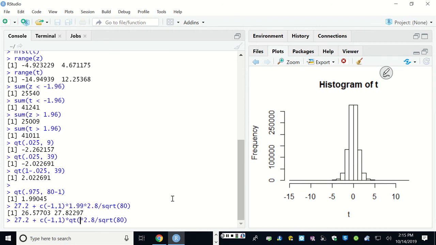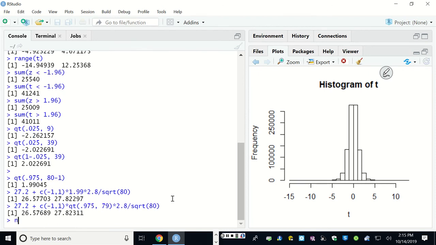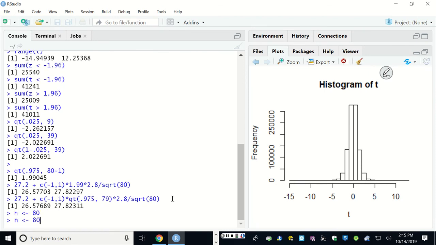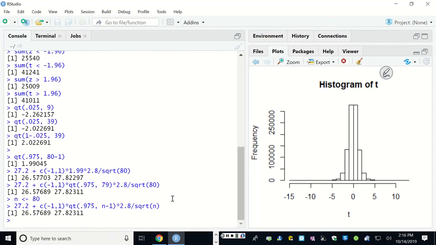You can put the quantiles in here and not deal with typing the numbers. You could also say n is 80, and then put this thing here. So this is n minus 1, and this is the square root of n. So I can change n now, and then just throw it into that formula. And so in R, you can automate a few of these things.